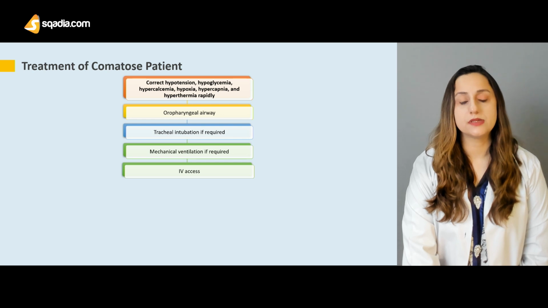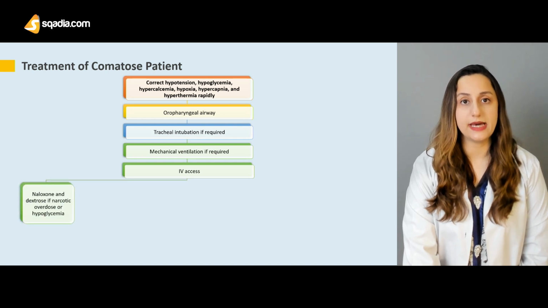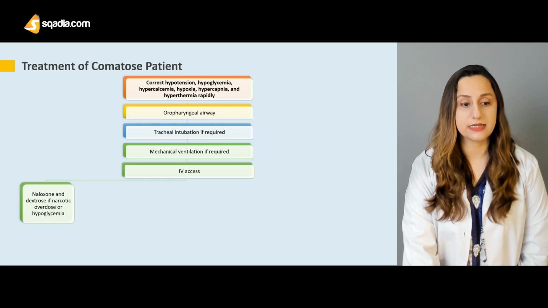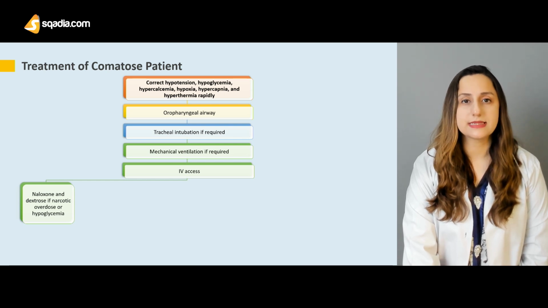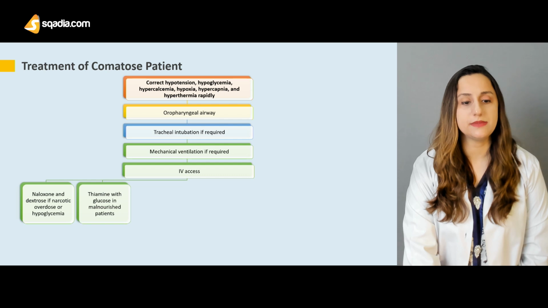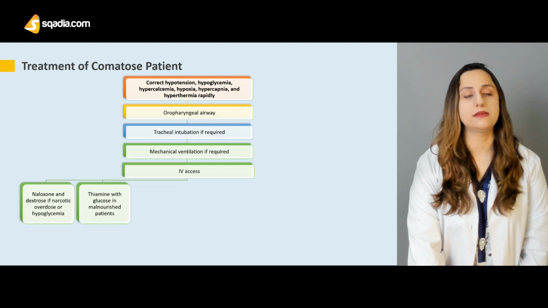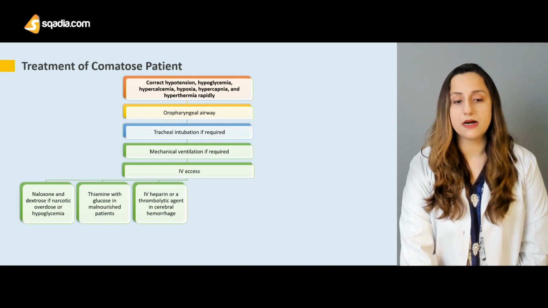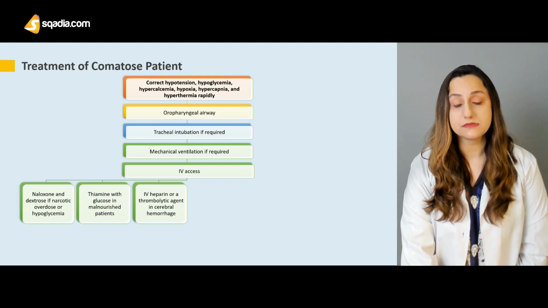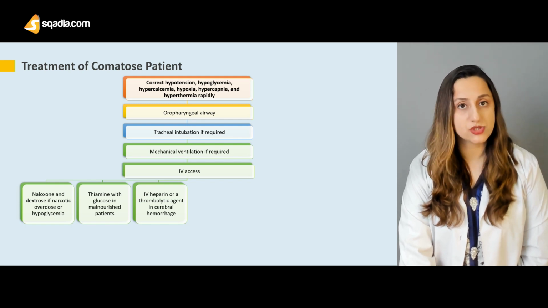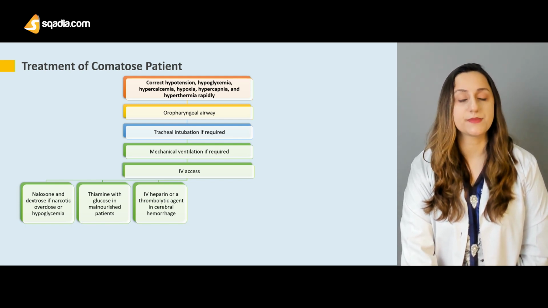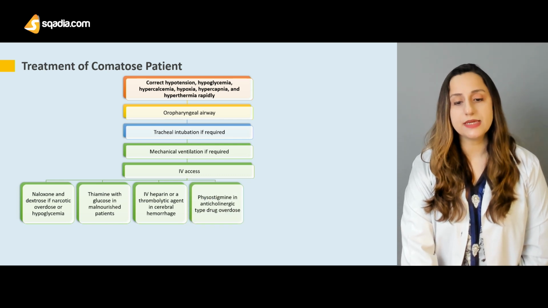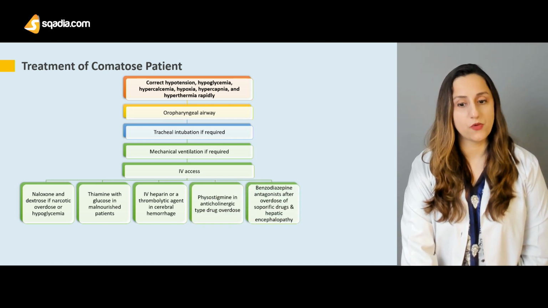Passing the IV bore cannulas is very crucial at this point, and you would start off with the therapy of naloxone and dextrose if narcotic overdose or hypoglycemia is suspected in the individual. Thiamine with glucose in malnourished individuals. We can start off with IV heparin, or even a thrombolytic agent if you're suspecting that the patient is suffering from cerebral hemorrhage. Physostigmine in anticholinergic type drug overdose.